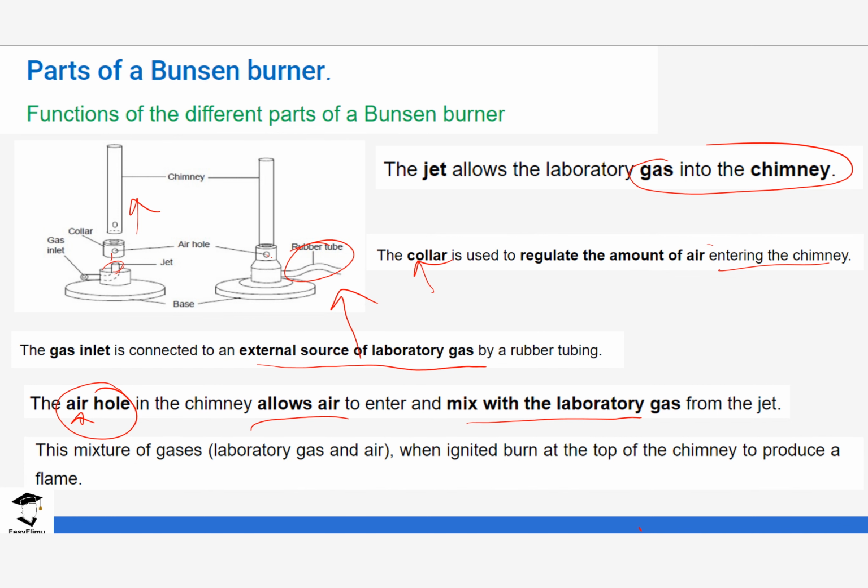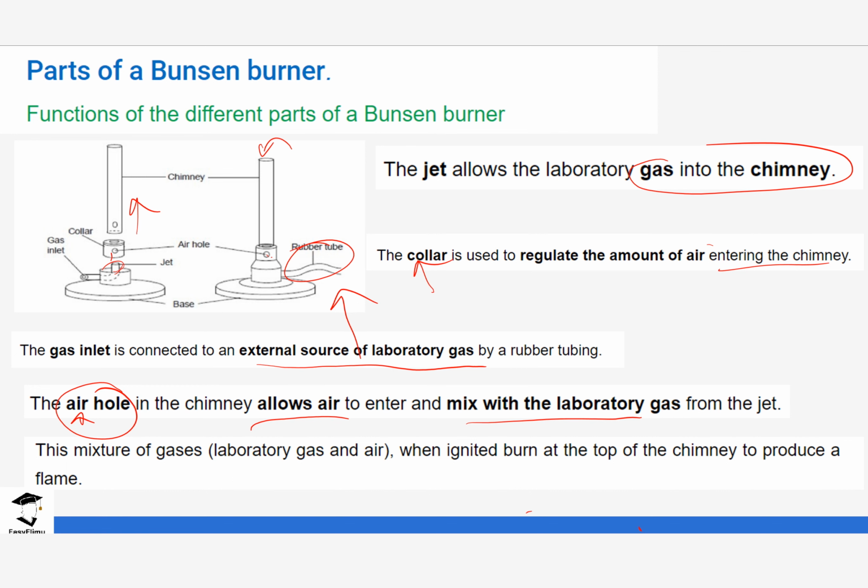And then when the laboratory gas and the air mix in the chimney, and they're ignited at the top, that's when they produce a flame. And we are going to look at these two different types of flames that are produced by the Bunsen burner and why the Bunsen burner is very unique in terms of these flames that it produces.